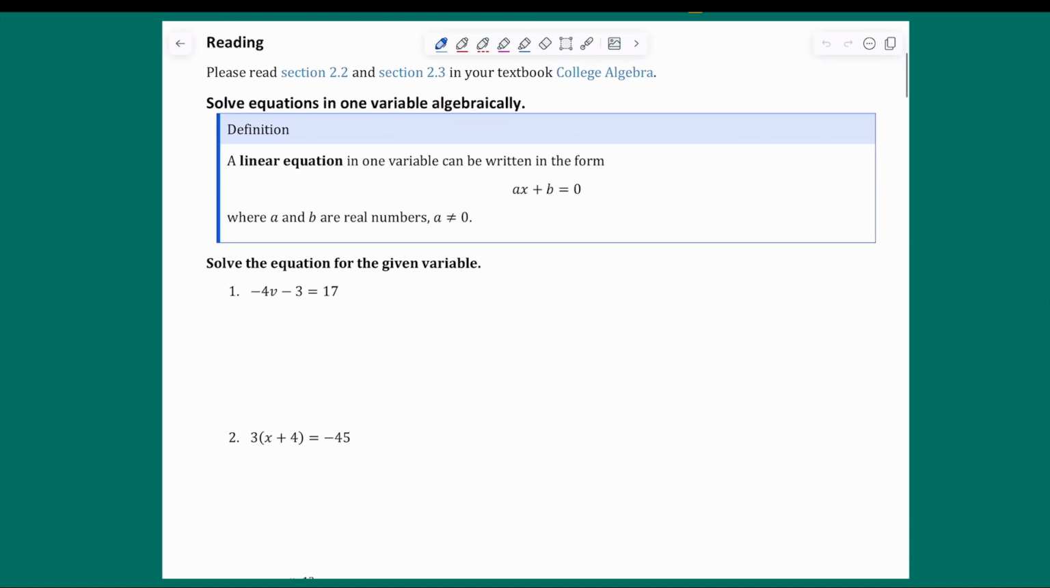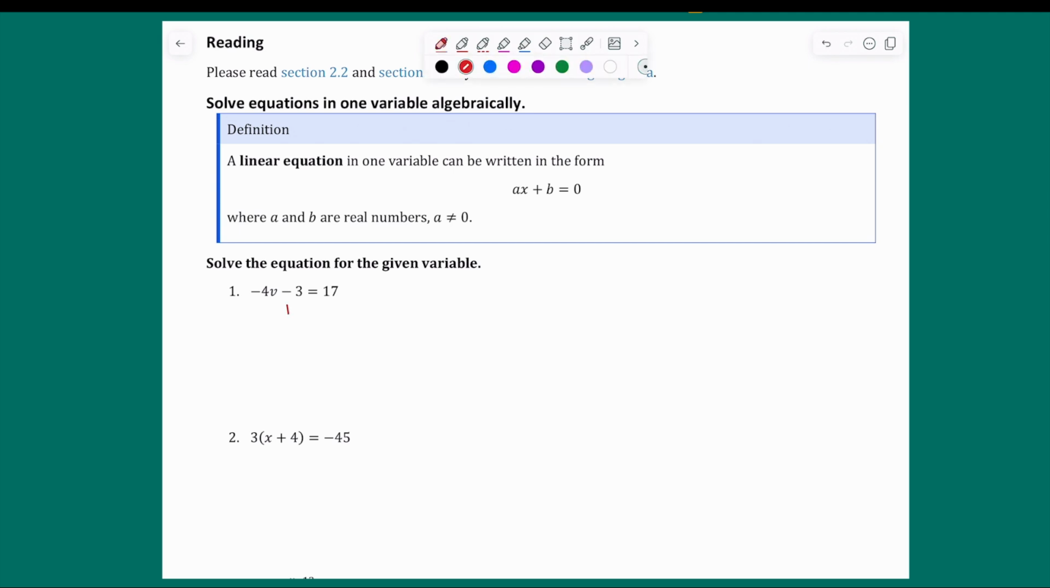So let's look at number 1 here. We have negative v minus 3 equals 17. So using our properties of equations, that says you can add or subtract on both sides, you can manipulate the equation and transform it to another equation. So let's go ahead and do this.